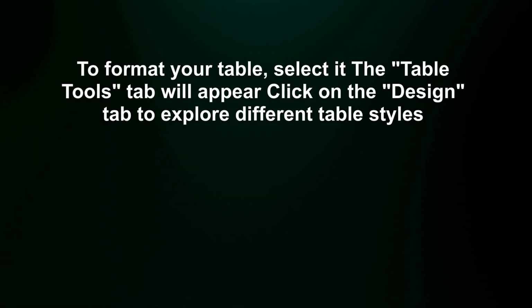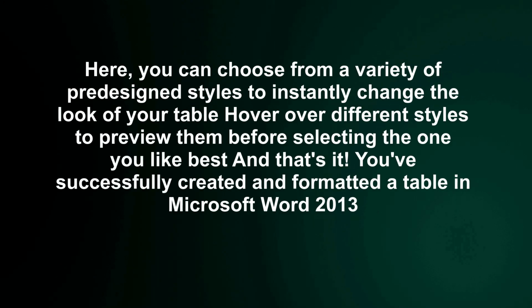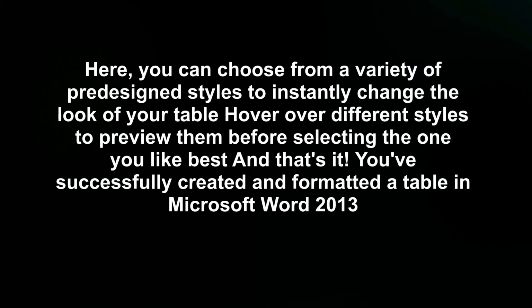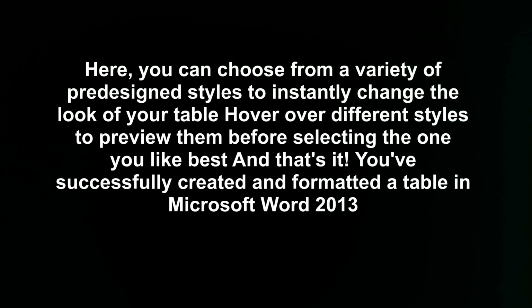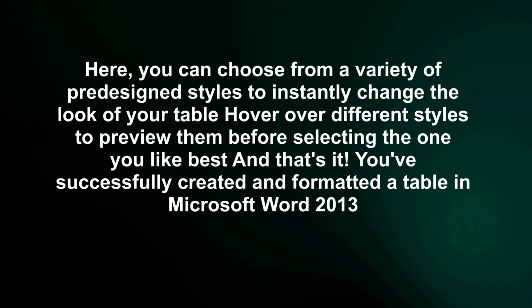To format your table, select it. The Table Tools tab will appear. Click on the Design tab to explore different table styles. Here, you can choose from a variety of pre-designed styles to instantly change the look of your table. Hover over different styles to preview them before selecting the one you like best, and that's it.